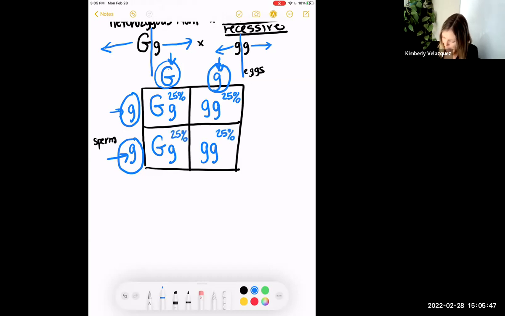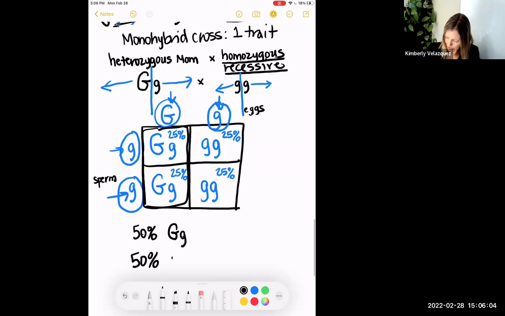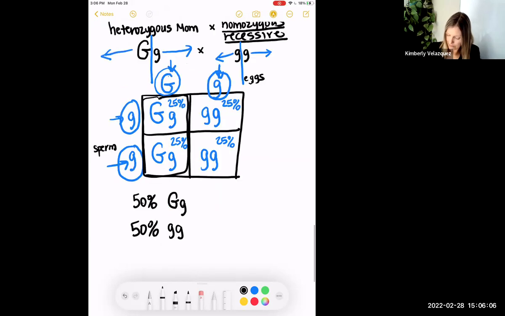And the way this would get reported is we would say these two together equal 50%. So we would say 50% of the offspring are big G, little g, and 50% are little g, little g. That represents the possible genotypes of our offspring. We now need to look at the phenotypes of the offspring. How does this get expressed?